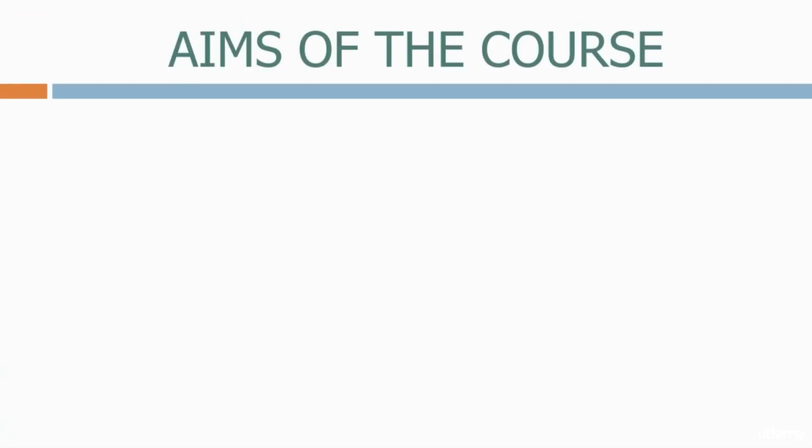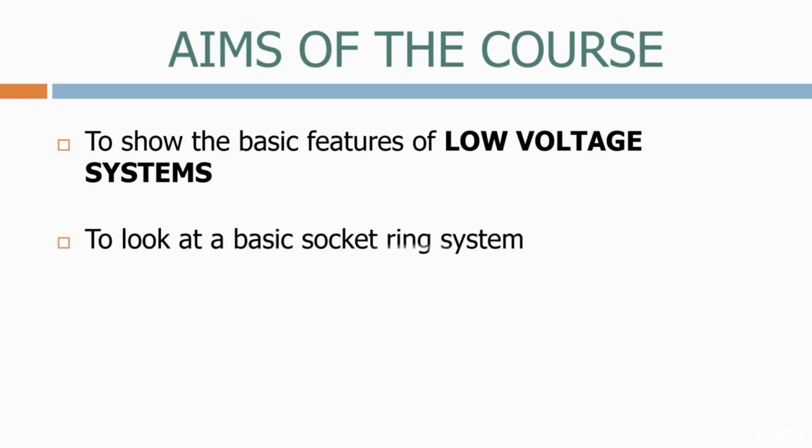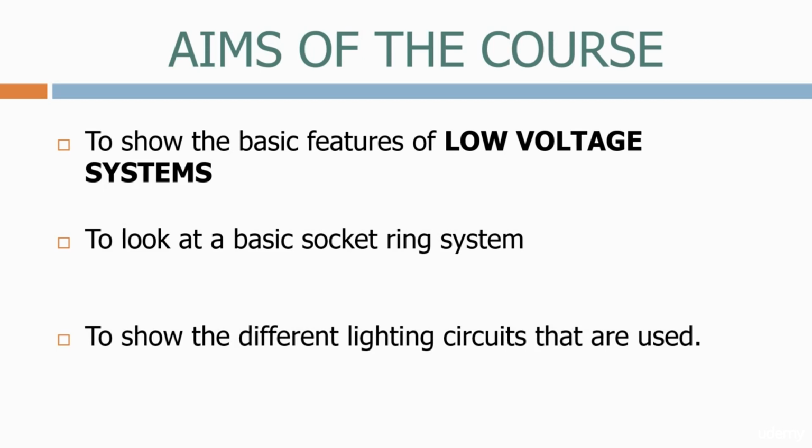The aims of the course today are to show the basic features of low voltage systems, to look at a basic socket ring system, to show the different lighting circuits that are used.